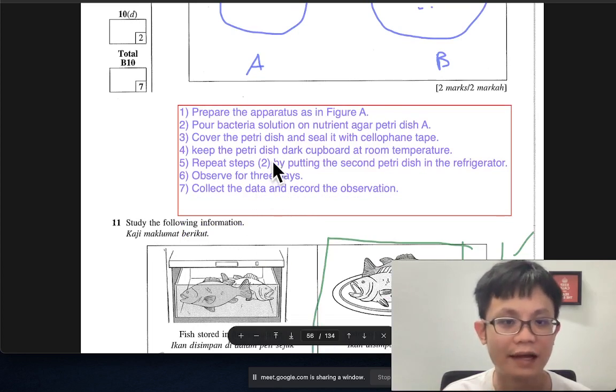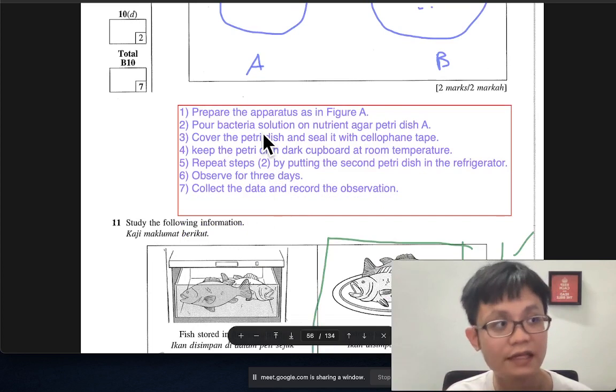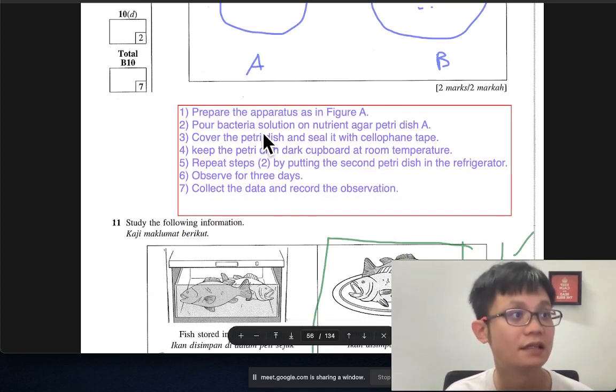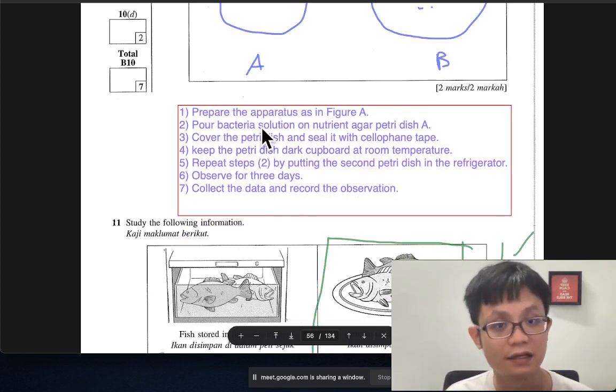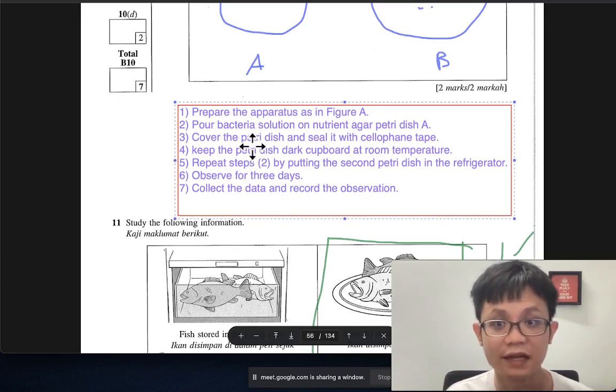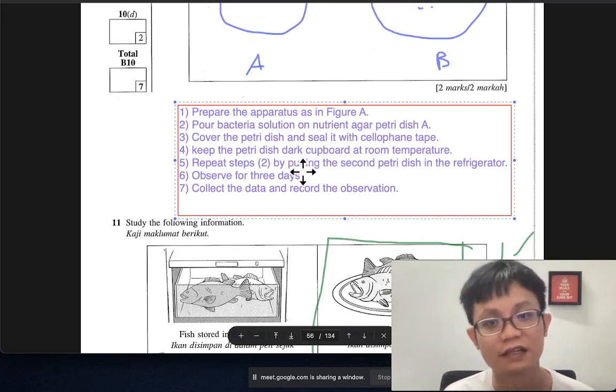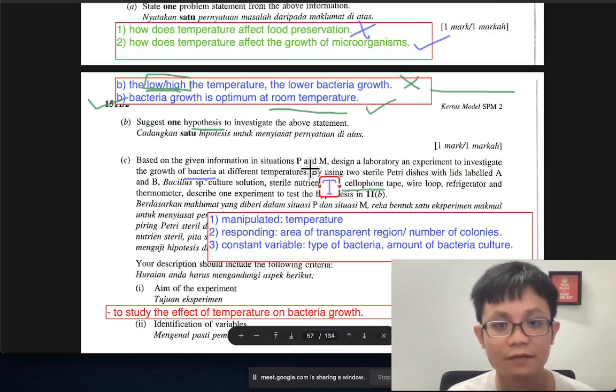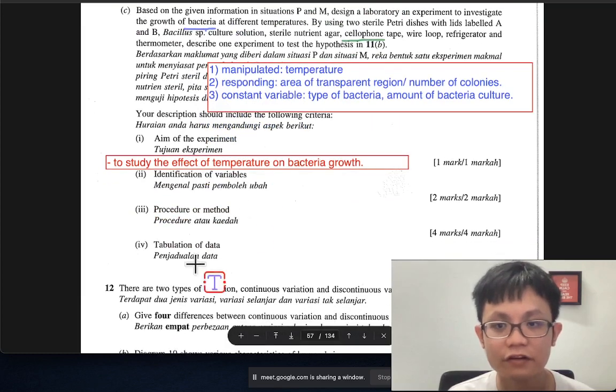You can add more, like see the number of colonies, see the clear region, stating the temperature if you want. Something like keep the petri dish in the dark cupboard, okay can, because here also there is a dark cupboard. Okay, anyway, it's very good.